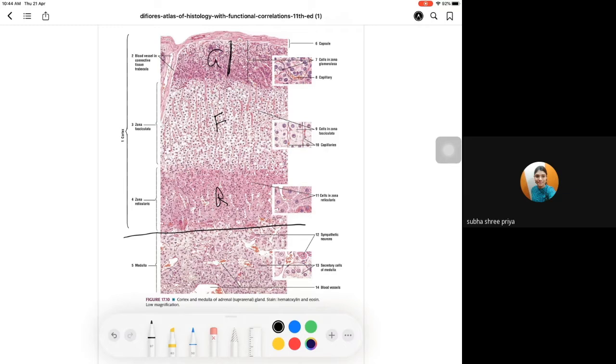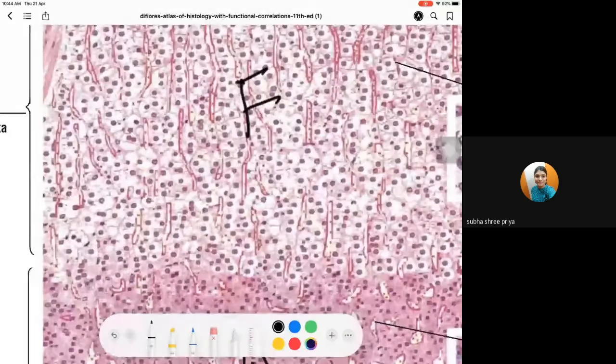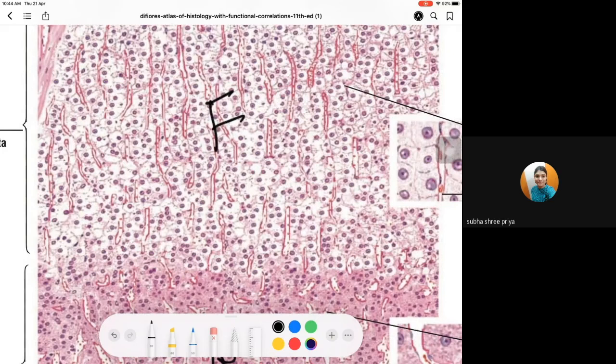And then medulla. Very good. We are seeing cells and capillaries. In each zone, we are seeing cells and capillaries. See the zona fasciculata, does it resemble anything we have already seen? Sometimes they resemble hepatocytes, like 2 or 3 cell cords. This is one sinusoid, this is one sinusoid, this may be 2 layers of hepatocytes.